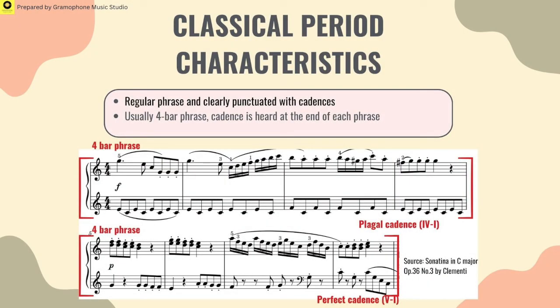The Classical period usually has 4-bar phrases with the cadence heard at the end of each phrase. Let's look at this example, the Sonata in C major Opus 36 No. 3 by Clementi.